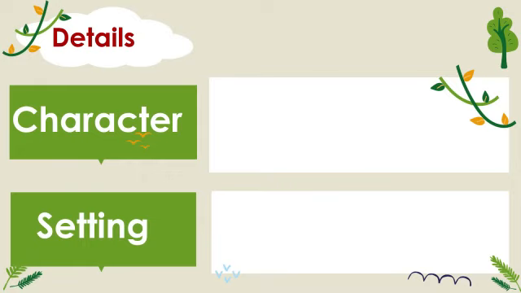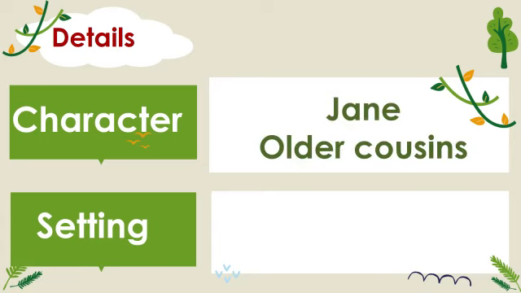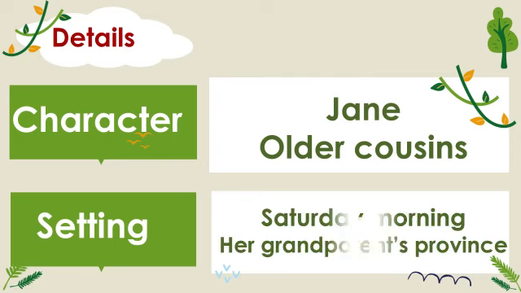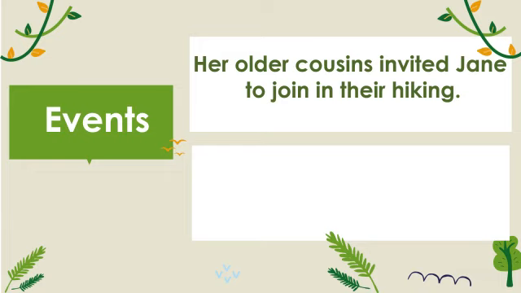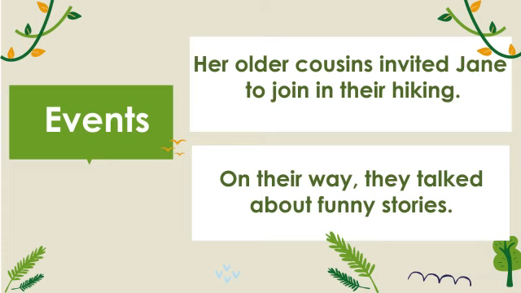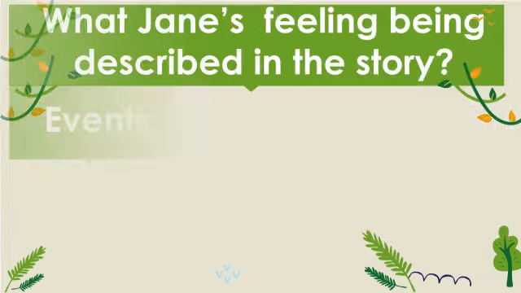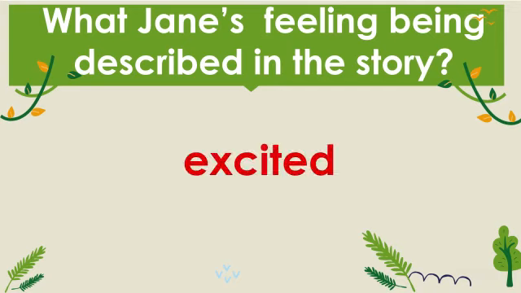Now, let's start with the character. Who are the characters of the story? It is Jane and the older cousins. And then the setting is Saturday morning, her grandparents' province. And then the events are: her older cousins invited Jane to join in their hiking, and on their way, they talk about funny stories. What is Jane's feeling being described in the story? She is excited and nervous.